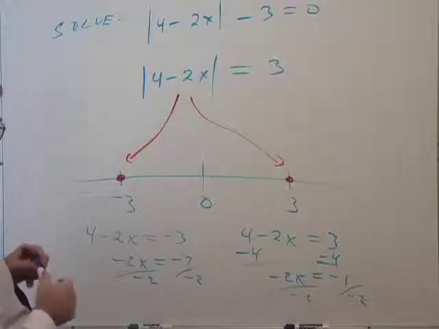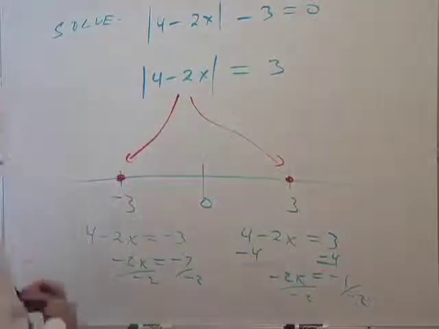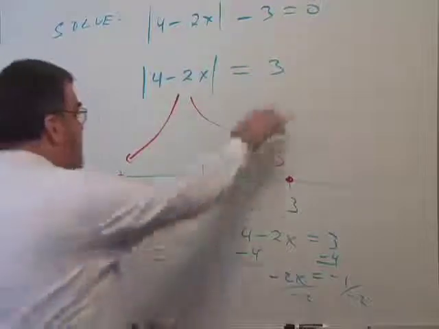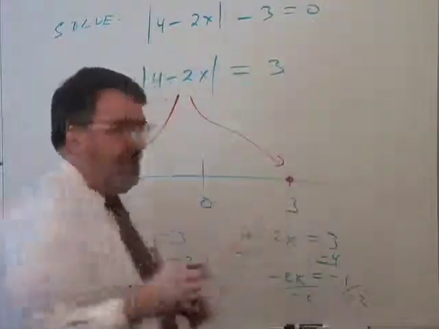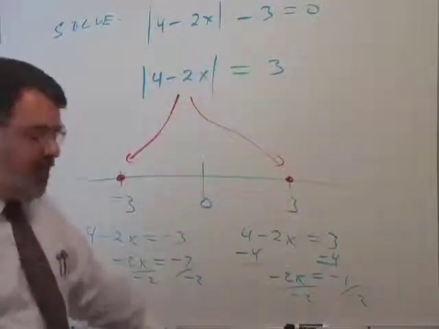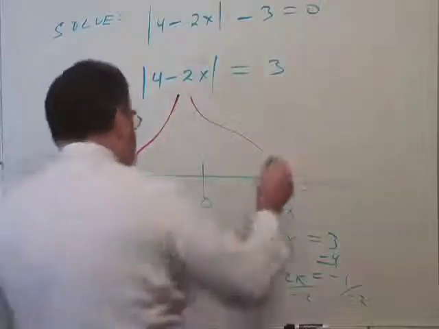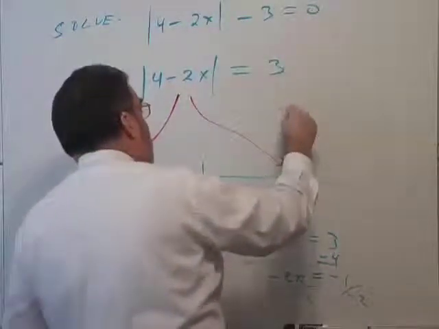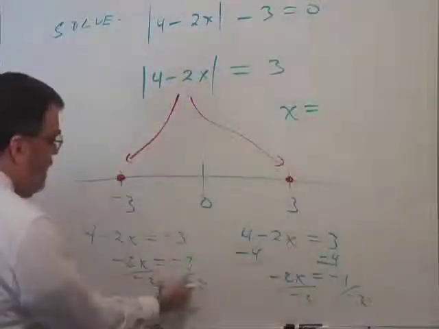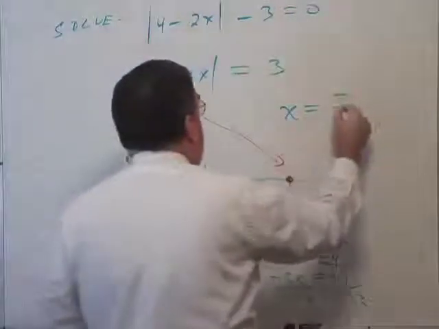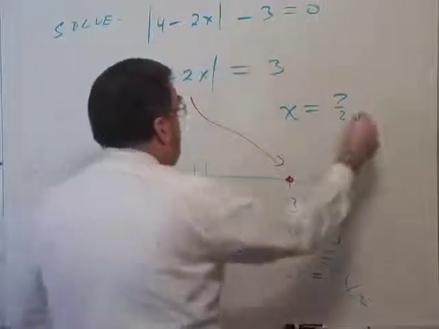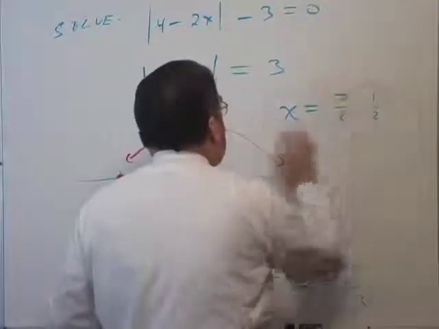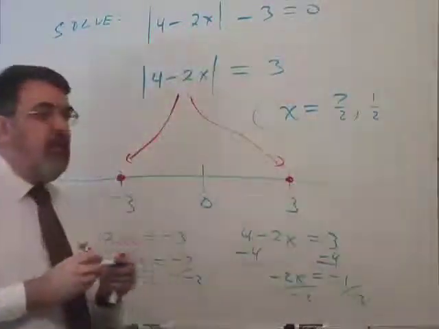So I get two answers, which I would normally write below, but I'm out of board space, so I'm just going to fit them in over here. I would prefer that if you were writing on paper, you would write below. But my paper's not too big in this video. All right, so x is equal to 7 halves. It's also equal to 1 half. There we go. So there's our two answers.